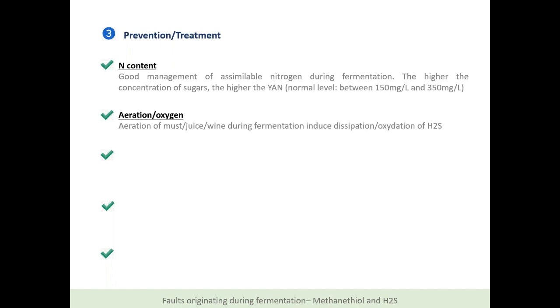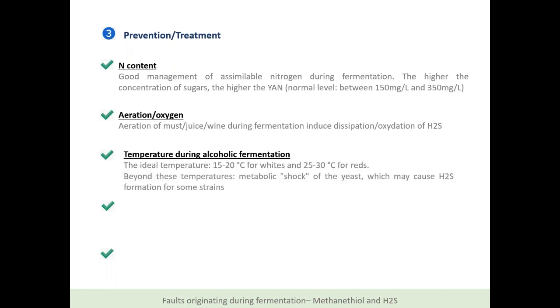Because aerating the must, juice and wine during fermentation induces dissipation and oxidation of H2S, which is the precursor of all the other mercaptans. So the temperature during alcoholic fermentation for white wines is between 15 and 20, and for reds between 25 and 30. Beyond these temperatures, the yeast gets shocked, and this may cause hyperproduction of H2S in the wine.